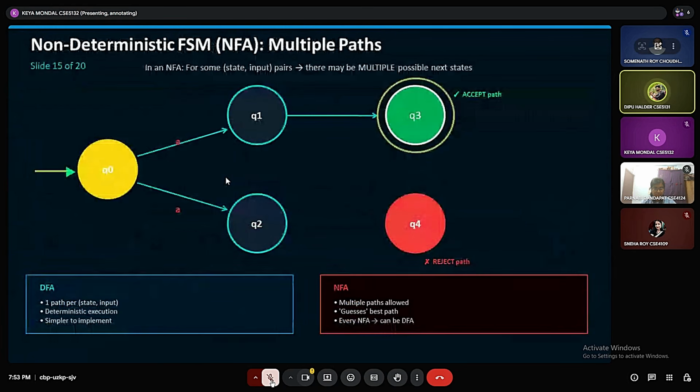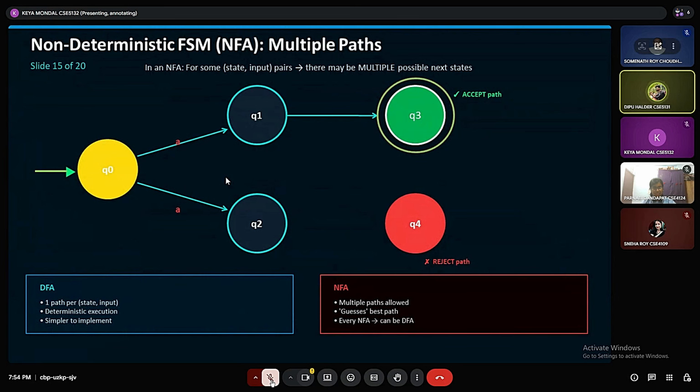Okay, now non-deterministic FSM. The second type is non-deterministic FSM, or NFA. In an NFA, for a given state and input, there can be more than one possible next state. As you look at the diagram, where we are at Q0 and read A, the machine can go to either Q1 or Q2. Two choices. Now you might wonder, how does it decide which path to take? The answer is, it's like the machine guesses the best path. If any path leads to an accept state, the string is accepted.